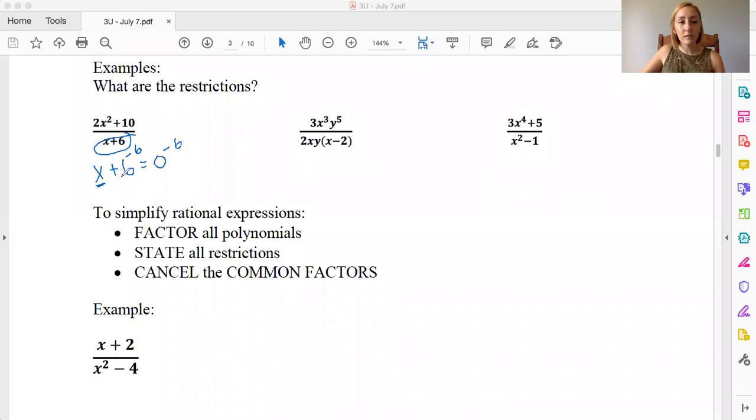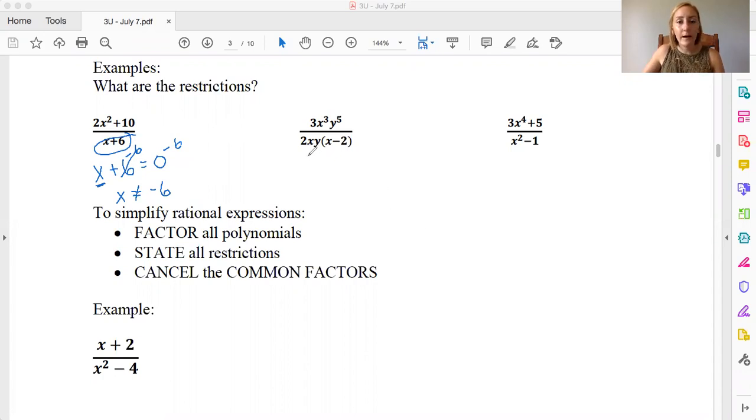So plus 6 minus 6 cancels out, leaving x, and 0 minus 6 is negative 6. So your restriction would say x cannot equal negative 6. If x were negative 6, then negative 6 plus 6 gives you 0, which means this rational expression is undefined. It's not doable.